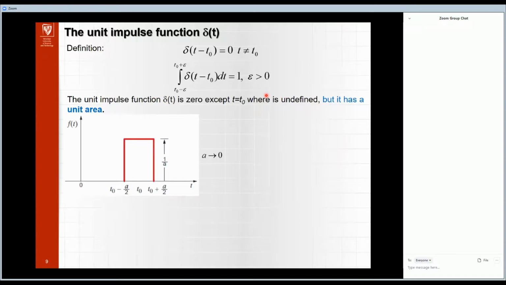Okay, and I can try to describe this in this picture. So you can imagine here this rectangle. Okay.